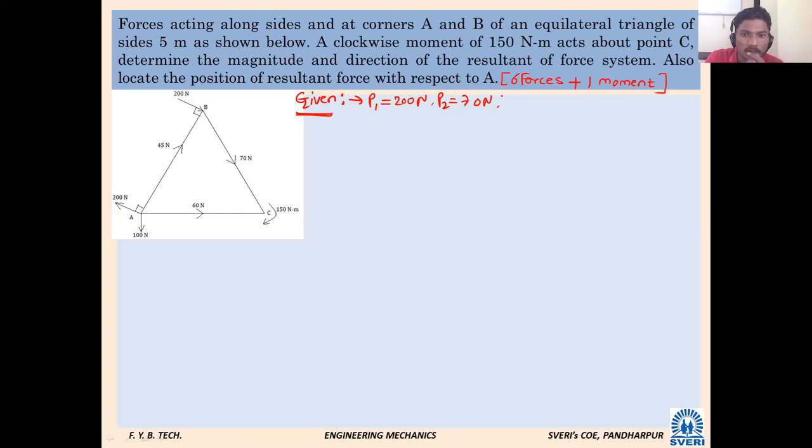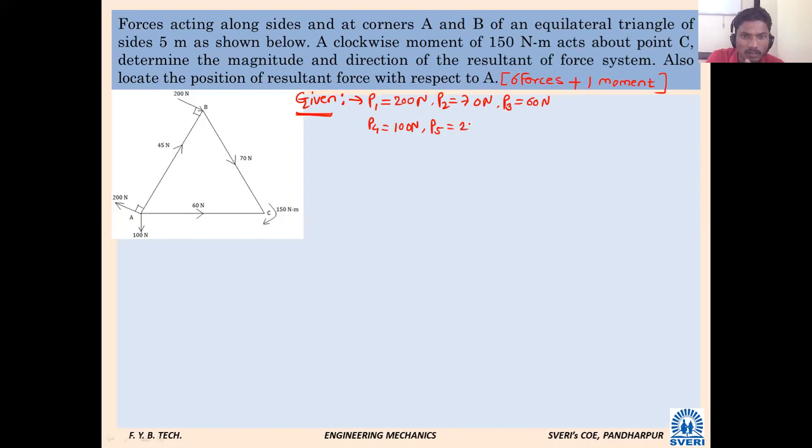1, 2, 3. Shall we take P3 as 60? That horizontal force we will take. 60. Then P3 is over. P4, 100 Newton. Sequentially we will go. No worry. It will not have any effect on calculation. Your calculation will not go wrong.